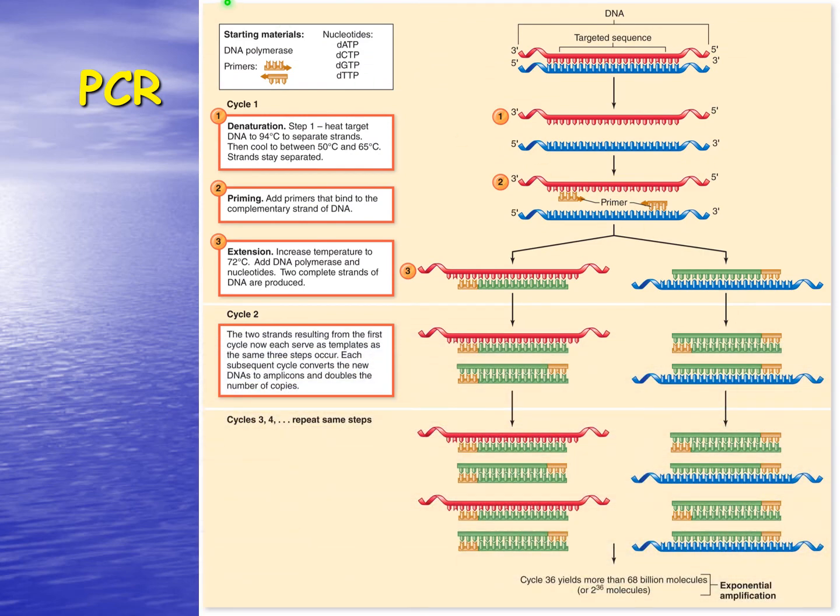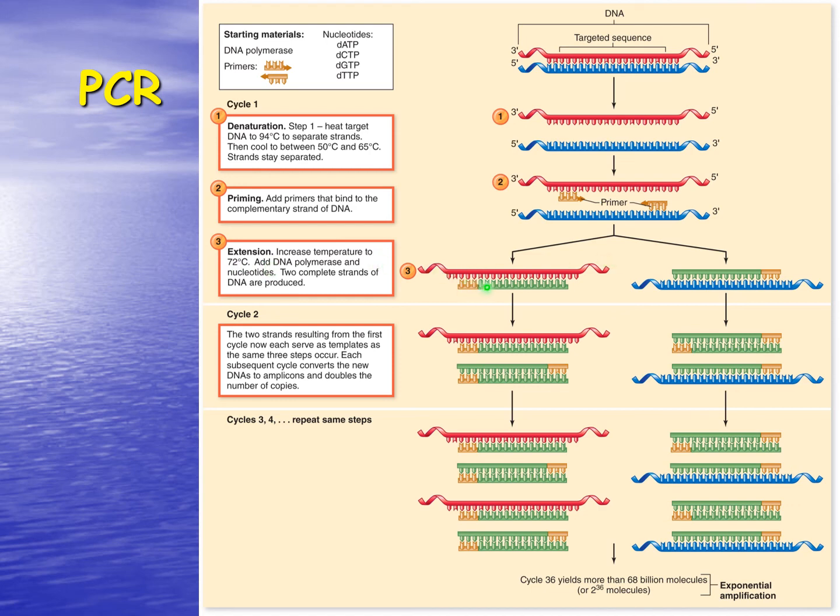So, starting materials: the Taq polymerase, the RNA primers, and the DNA nucleotides. So here's our piece of DNA, and this is our targeted sequence. So in cycle 1, we denature by heating to 94 degrees Celsius to separate the two strands completely from each other. The primers then bind to the DNA at specific areas on both sides where the replication will start. Then extension occurs as the temperature then begins to drop to about 72 degrees Celsius.